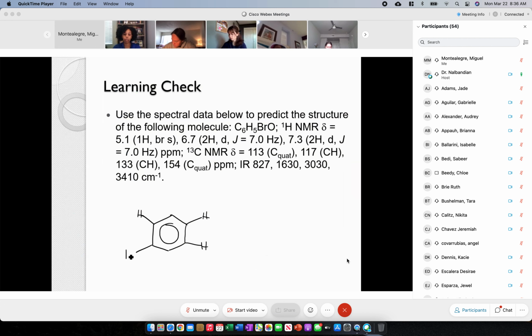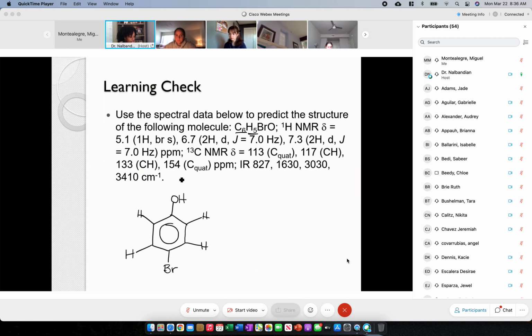Look at our molecular formula. C6, we have 6 hydrogens. H5, we're showing 4 hydrogens. We know one of these needs to be an OH, so I'll just put OH here. And one of these needs to be bromine attached. Now we have assigned all of these atoms here. All right, let's figure out what each of these things are.